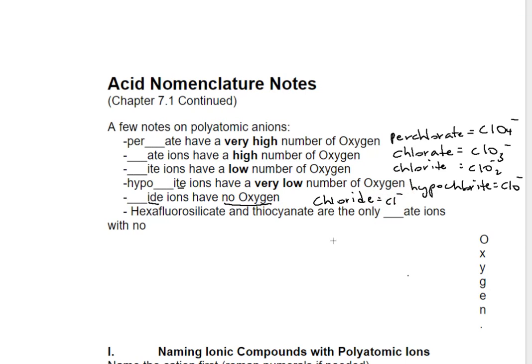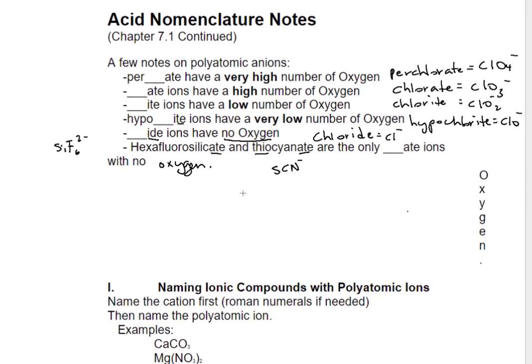minus. Okay, hexafluorosilicate and thiocyanate are the only ate ions that have no oxygens. This was meant to be over here. They have no oxygen atoms around them. Thio means sulfur and cyanate is like cyanide. So that is the formula for thiocyanate. Hexafluorosilicate. Hexafluoro means I have 6 fluorines, and silicon is with it, and it has a 2 minus charge. Okay, hexafluorosilicate. All right, moving on.